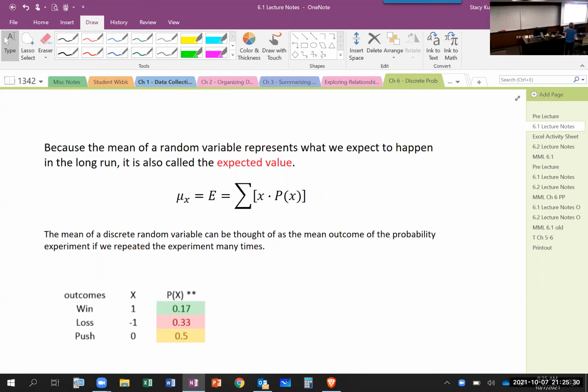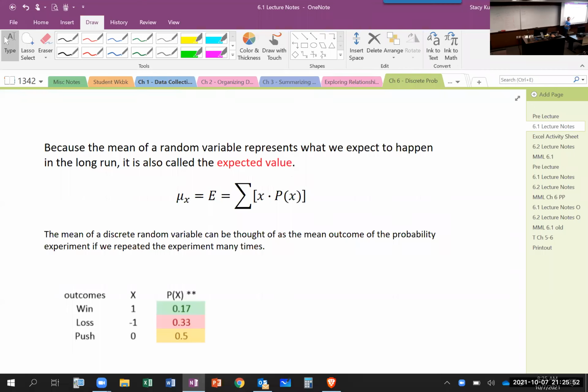Now notice how we are symbolically representing this. So our mu of x, right? Mu represents the mean of our variable x. That's how we read this, mu of x, all right? Is equal to what we are defining as our expected value.